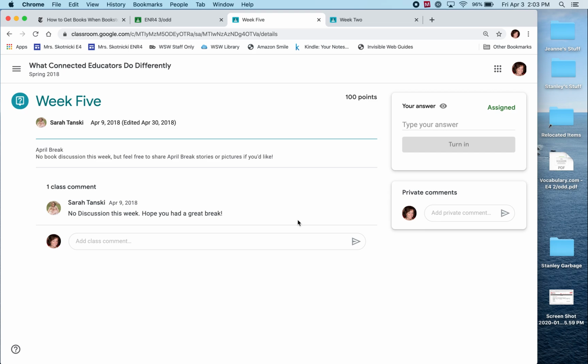So in our case, that's going to be chapter 1. I'm pulling up week 5 because this happened to be a week that there were no assignments due, so everything is blank. So what you'll see is over on the left-hand side, underneath chapter 1, you're going to see the questions that I have posted.